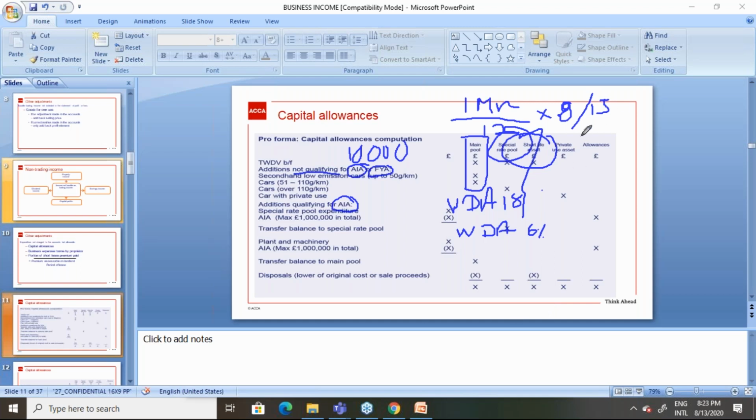And one other important thing when you are doing the capital allowance computation for an unincorporated business, the private use element. If there is any asset where there is a private use by the owner, not by an employee, but by the owner, you cannot include them in the main pool or in the special rate pool. For each asset used by the owner for his private purposes, you must maintain a separate column.